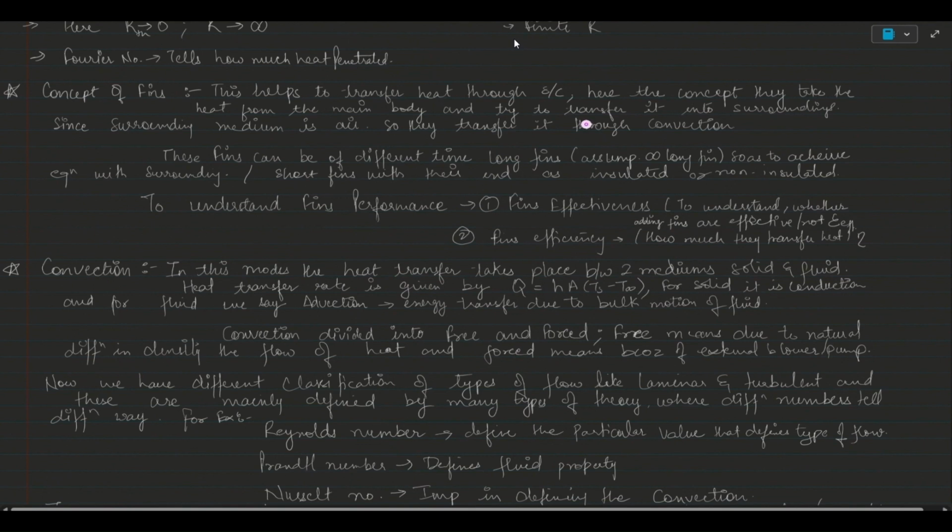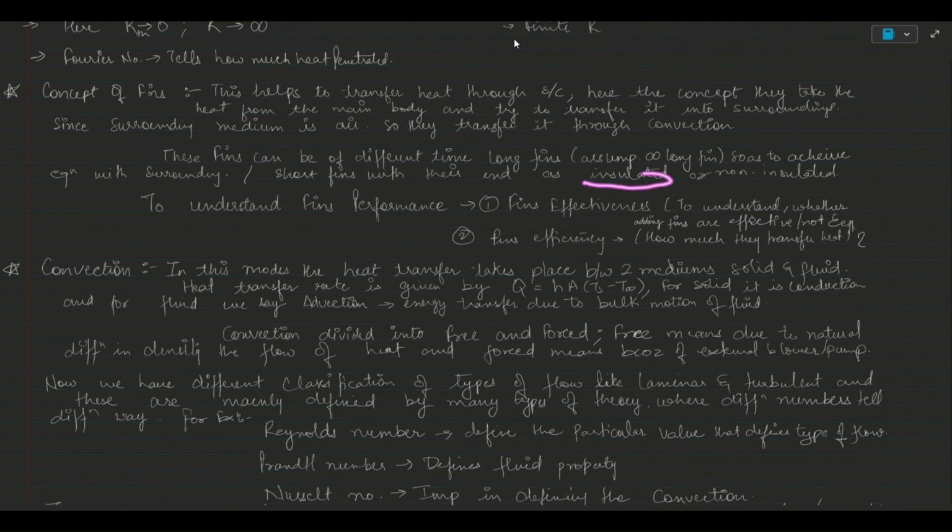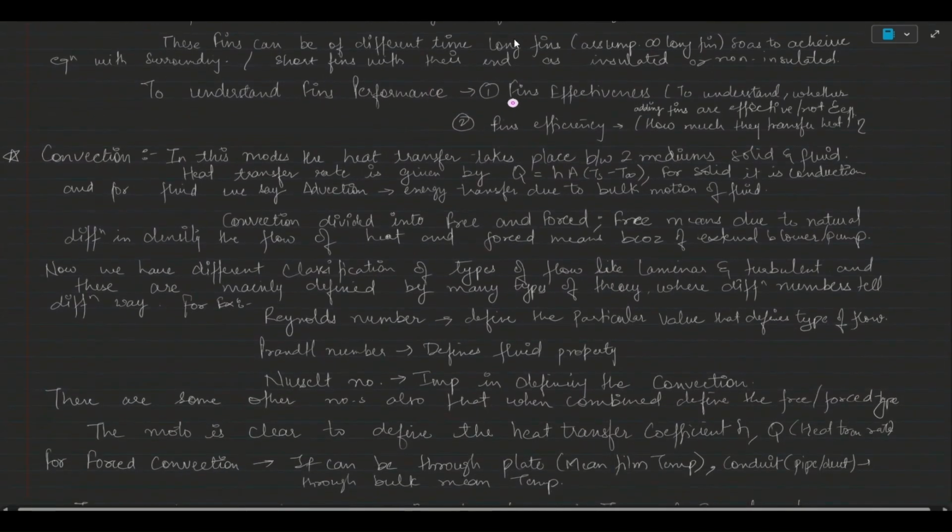What exactly they do is transfer heat to the surrounding medium through convection. Convection we haven't studied yet, we will see it soon. These fins are of different types: long fins or short fins, with insulated tips or non-insulated tips. Accordingly you have to define them. Now one may ask how we can define the performance. Performance can be defined by showing either the fin effectiveness or the fin efficiency.